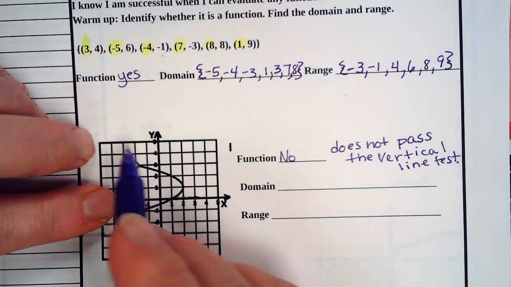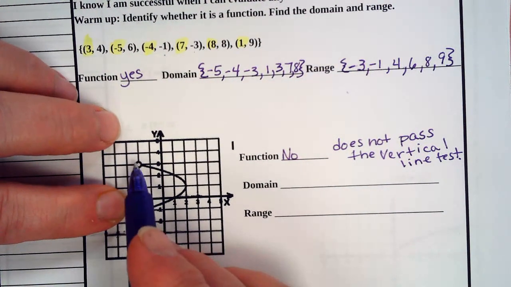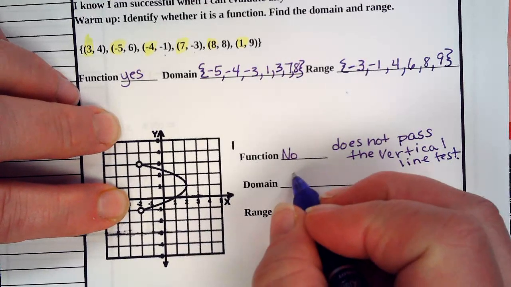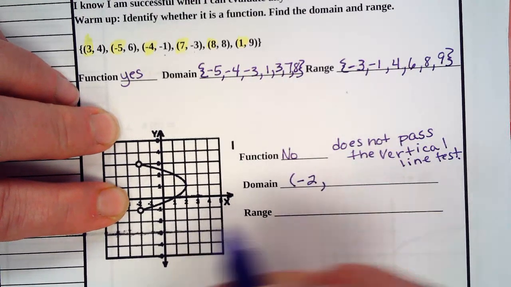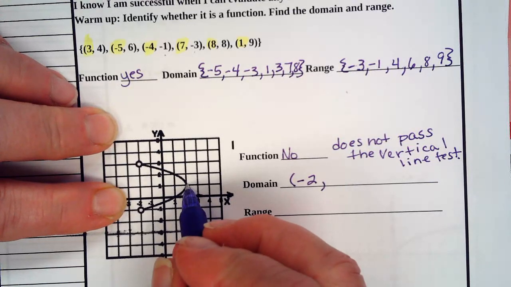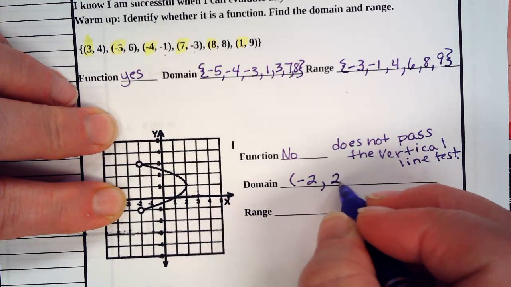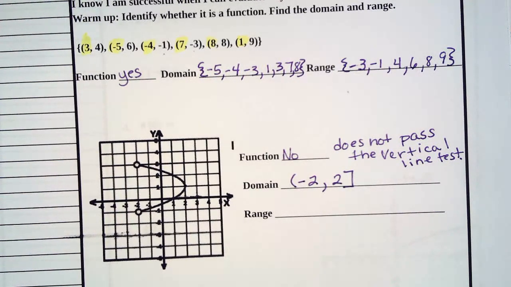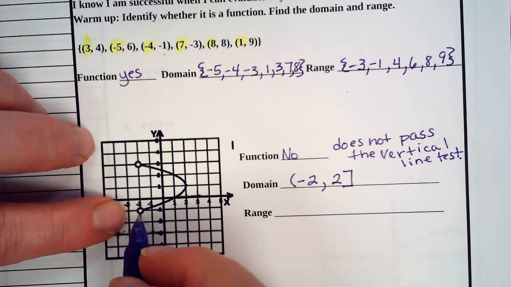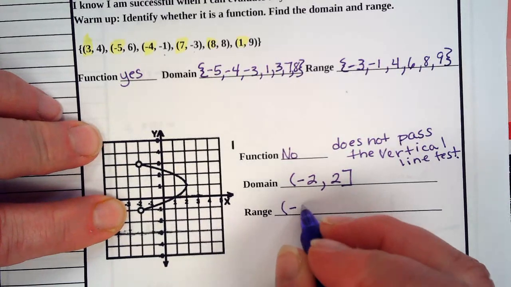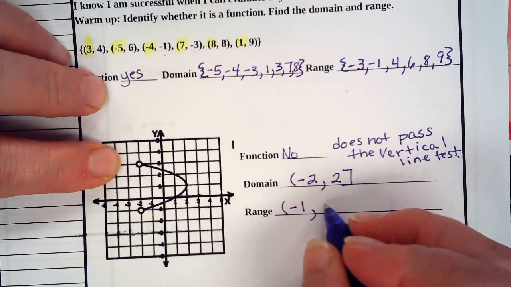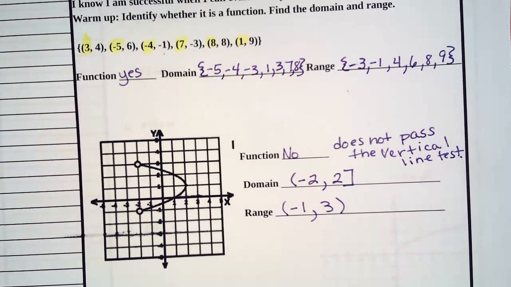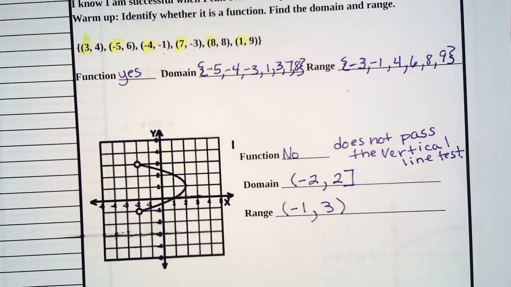So for our domain, we start at -2 with an open circle, and we go up to +2, but it is a closed circle. That's your bracket. What about the range? If you notice, the range starts at -1 with an open circle, and it goes up to +3 with another open circle. And that's the domain and range written in interval notation.